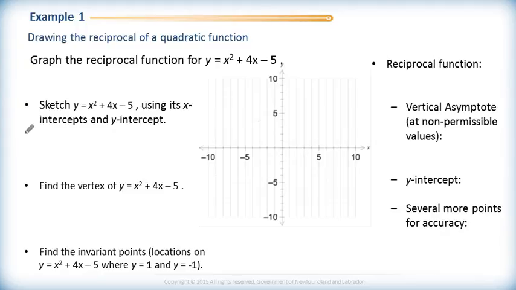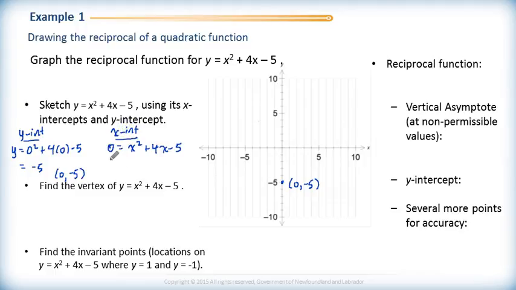We find its y-intercept simply by putting in 0 for the x, a y-intercept at (0, -5). Next, we do the x-intercept. So putting in 0 for y, as we've done before, we have 0 equals x squared plus 4x minus 5, and we can solve that quadratic equation by factoring. We get negative 5 and 1. So we have x-intercepts at negative 5 and 1.